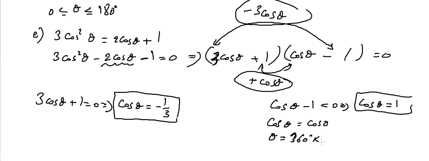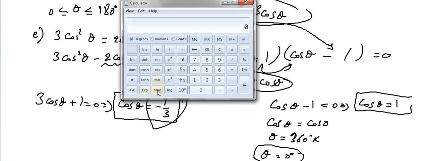If k is 0, then 0 is an acceptable value, because it's between 0 and 180, and that's the only acceptable value. For this one we need to find it by calculator, using shift cosine, which is cosine inverse, of this value.